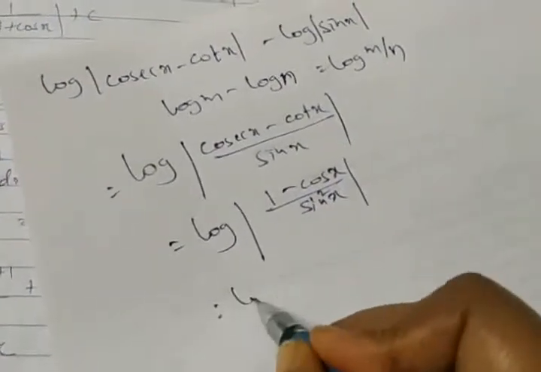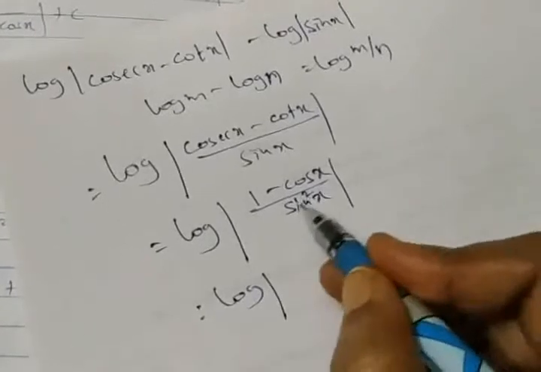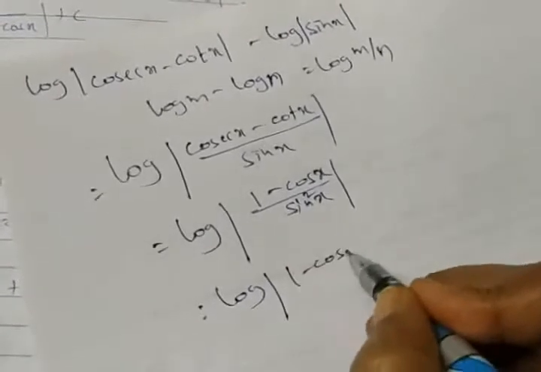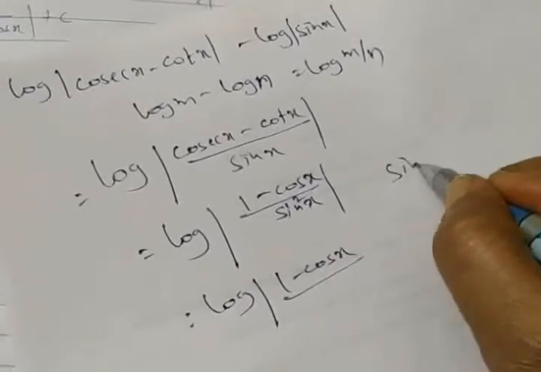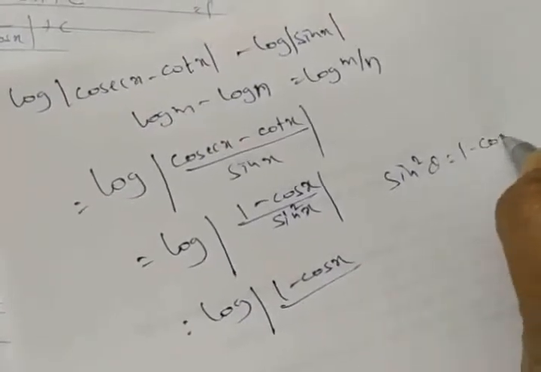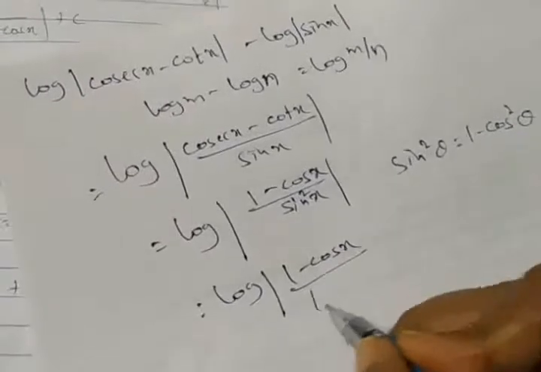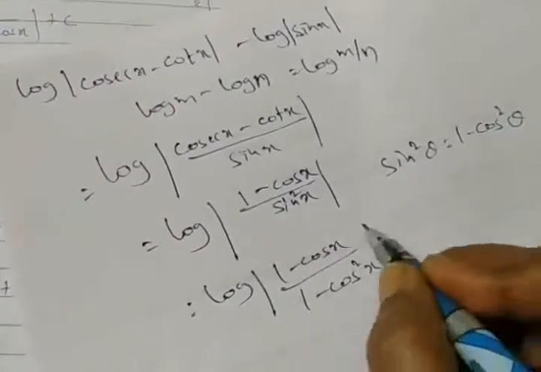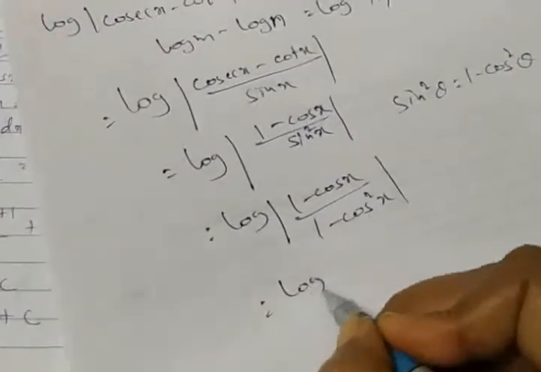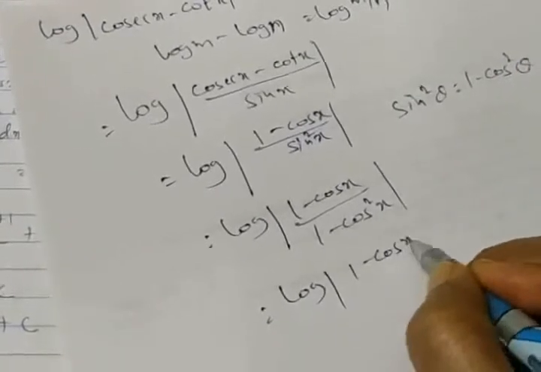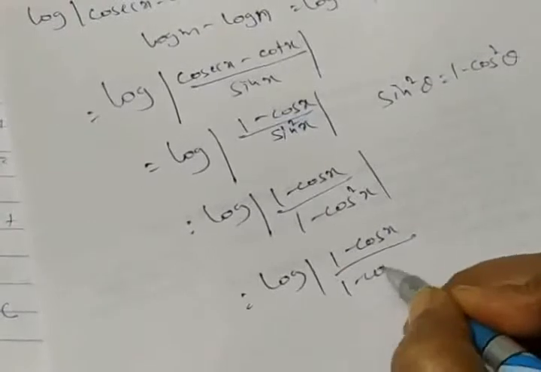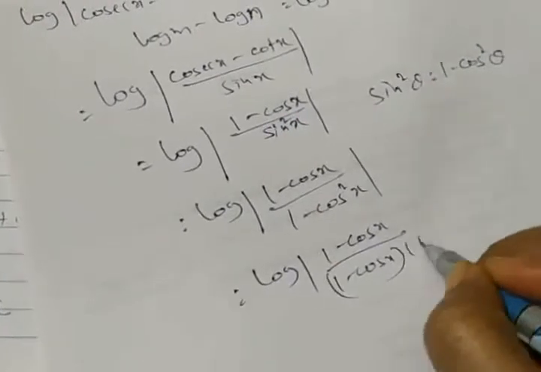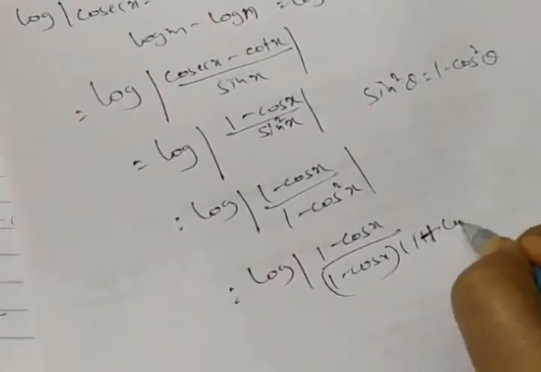So this term can be taken as log mod of, here sin square x can be still simplified with the basic formula. Sin square theta is equal to 1 minus cos square theta, and therefore I should take it as 1 minus cos square x within a mod. So this will give us the numerator kept as it is. In the denominator we find a square minus b square. So we find 1 minus cos x, and I should say it is 1 plus cos x.